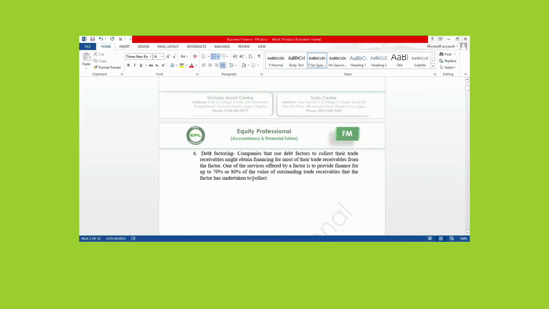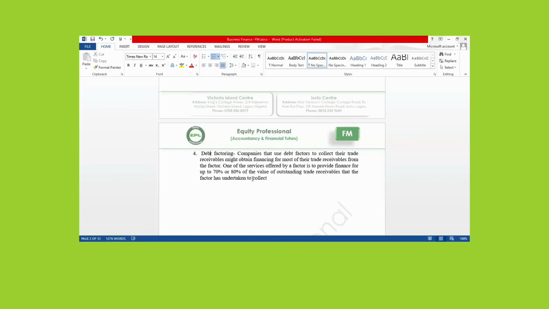Debt factoring. Debt factoring can also be used as a source of financing. Now, what is debt factoring? How does this work? Companies use debt factors to collect their trade receivables.